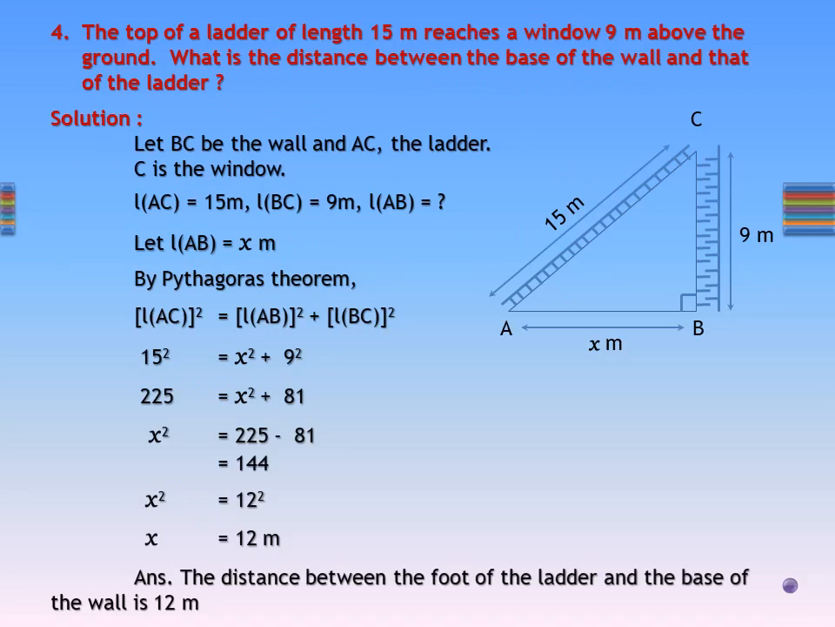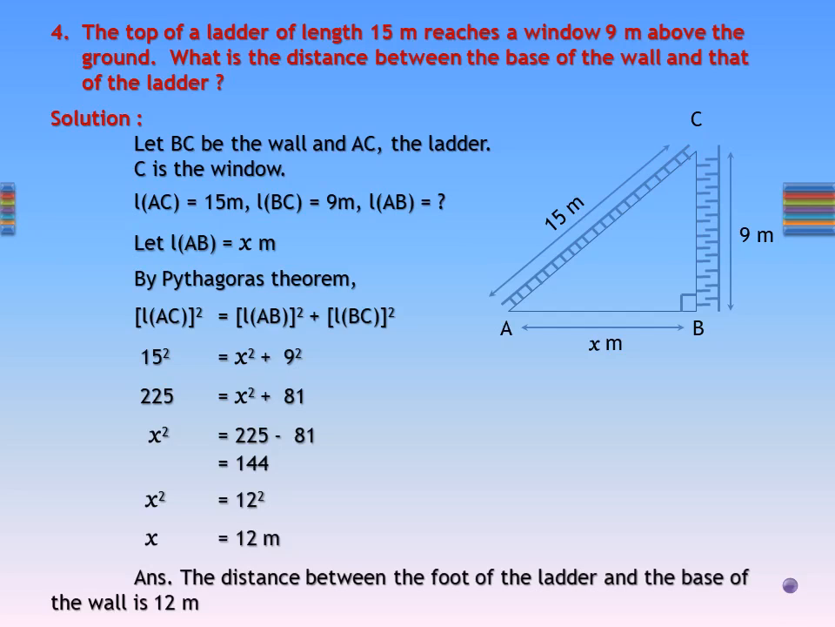The top of a ladder of length 15 meter reaches a window 9 meter above the ground. What is the distance between the base of the wall and that of the ladder? To understand this sum, first let us draw the ladder and the wall. Here BC is the wall, AC is the ladder and C is the window.